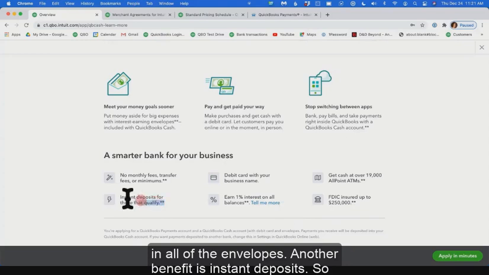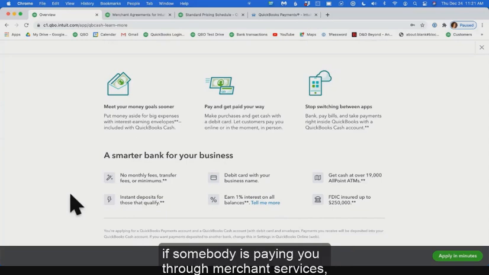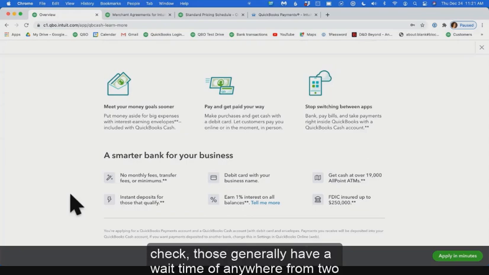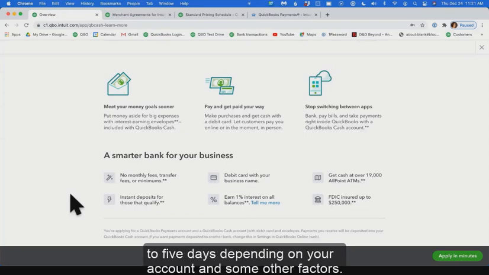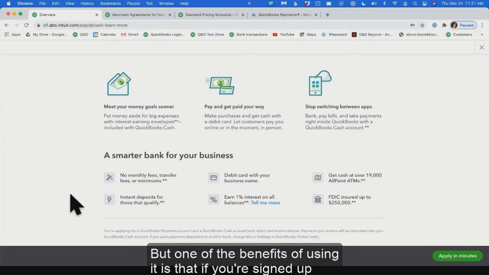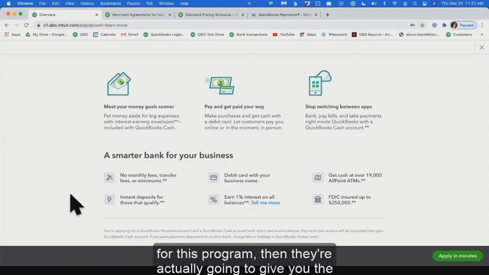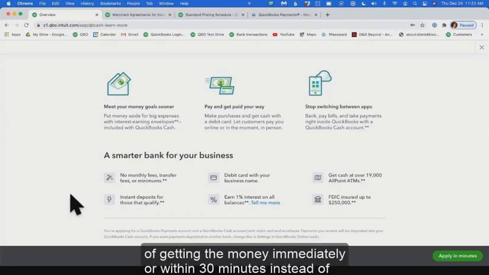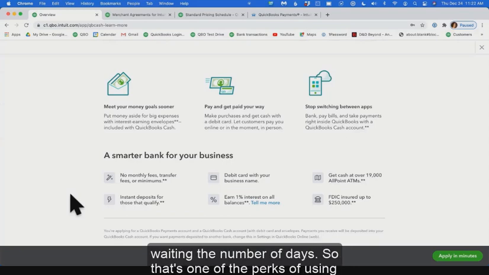Another benefit is instant deposits. So if somebody is paying you through Merchant Services, either by credit card or ACH, which is essentially electronic check, those generally have a wait time of anywhere from 2 to 5 days, depending on your account and some other factors. But one of the benefits is that if you're signed up for this program, then they're going to give you the ability to use their instant deposits feature, which is a way of getting the money immediately or within 30 minutes instead of waiting the number of days. So that's one of the perks of using the cash flow accounts.